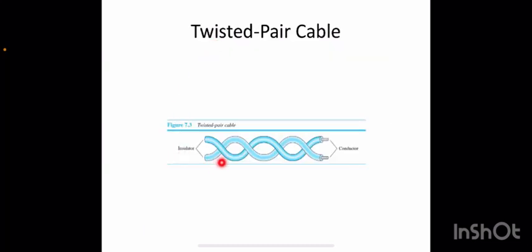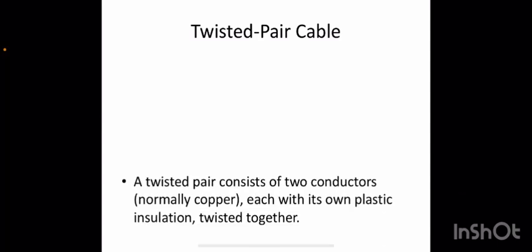Now coming to each physical medium in detail, first we have the twisted pair. You can see that we have two different wires twisted together. Usually a twisted pair consists of two different conductors. Normally copper conductors will be there. Each conductor will be separately insulated by plastic, and these two wires are twisted together like this. We will see why we use two different wires and why we twist them together.